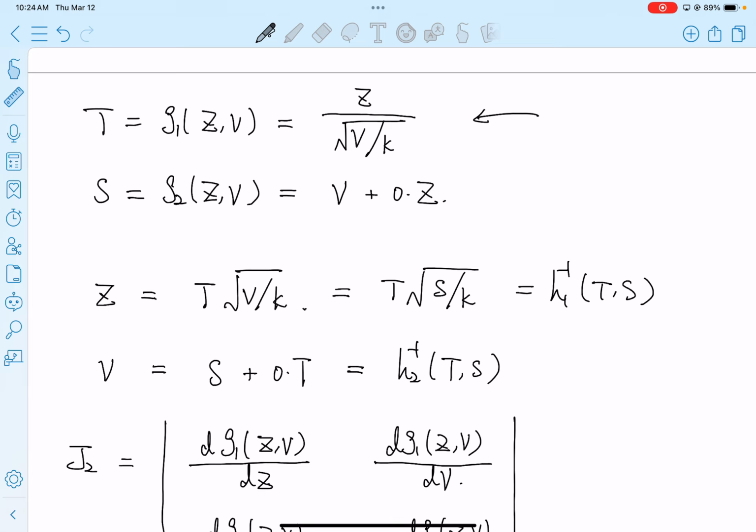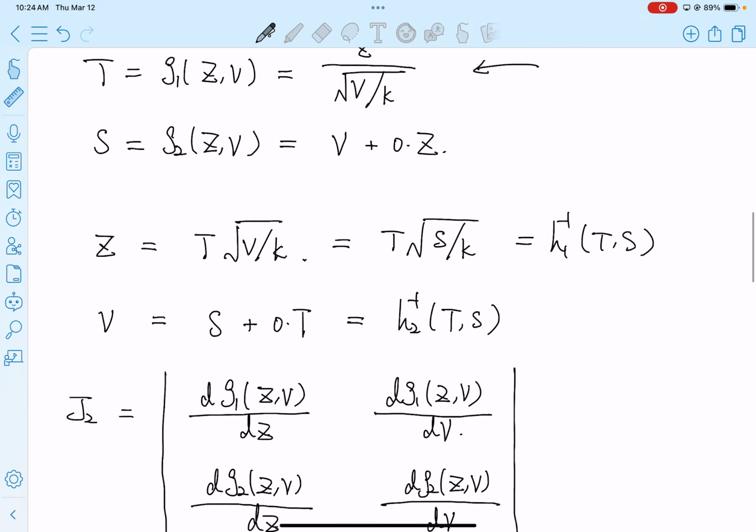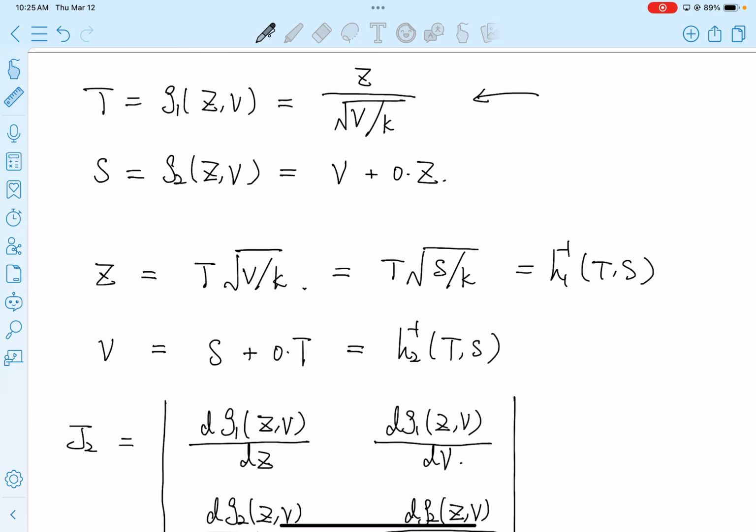Well, we know g1 is that. Our first entry is the derivative of g1 with respect to z. So what is it? 1 over square root of v divided by k. Yes, exactly. 1 over square root of v divided by k. Okay. For the second entry, we need g1 with respect to v. Okay, so this is slightly difficult, but let's work on that.